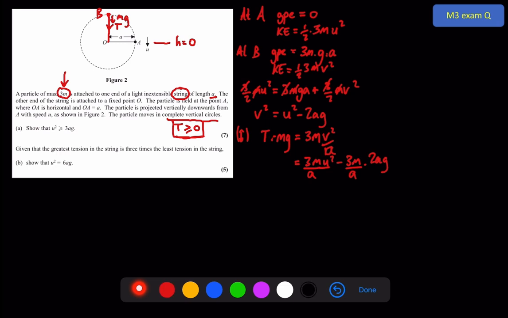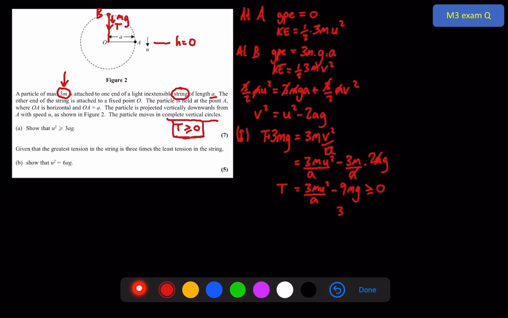Let me get rid of this plus and just squeeze in a 3mg there. That's better. Now the a's cancel, so we get 3m u squared over a minus the 6mg from this, minus another 3mg from here, is minus 9mg overall for T. And of course the whole point of doing all of that was so that we can now set this greater than or equal to 0.